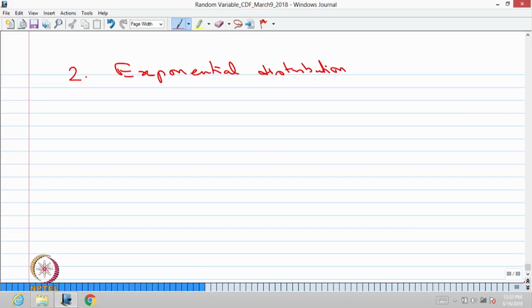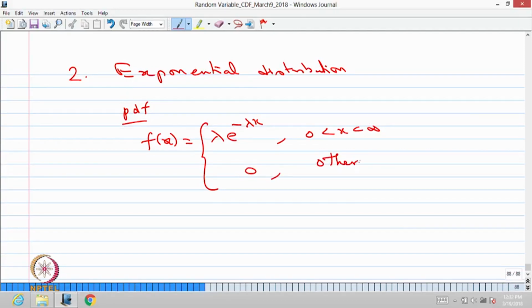Now, we are moving into the second one, that is exponential distribution. A continuous type random variable is said to be an exponential distributed random variable when the probability density function of that random variable is of the form lambda times e power minus lambda x, where x lies between 0 to infinity, otherwise it is 0, where lambda is strictly greater than 0.